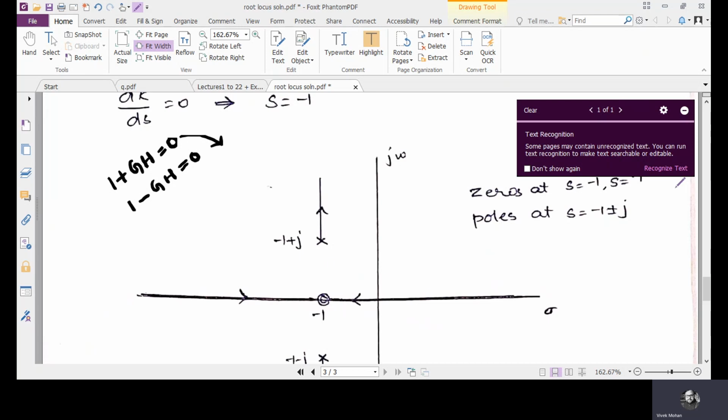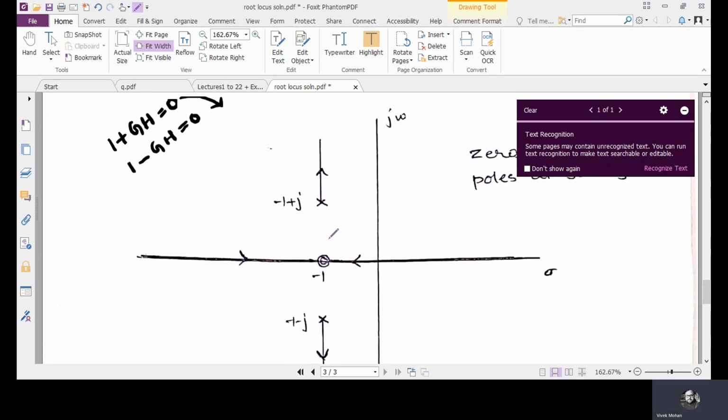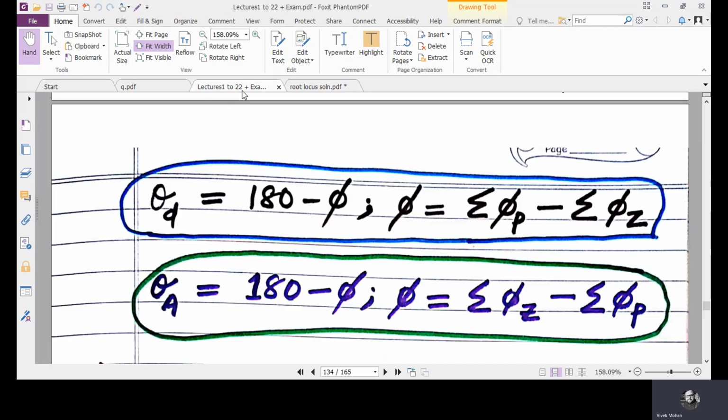Now, to find the branches leaving from the complex conjugate poles, we don't know the direction, right? We have to find the direction. To find the direction, either we can go for the analytical method or the graphical method. If you are going for the graphical method, then this is your equation: the angle of departure theta d equals 180 minus phi, where phi is sigma phi p minus sigma phi z, where sigma phi p is the sum of angle contributions from poles, and sigma phi z is the sum of angle contributions from zeros.